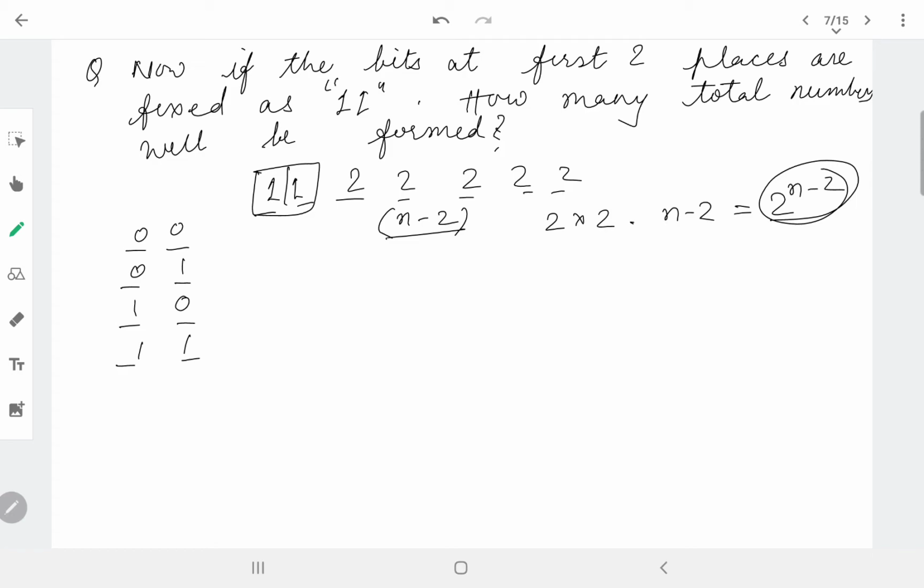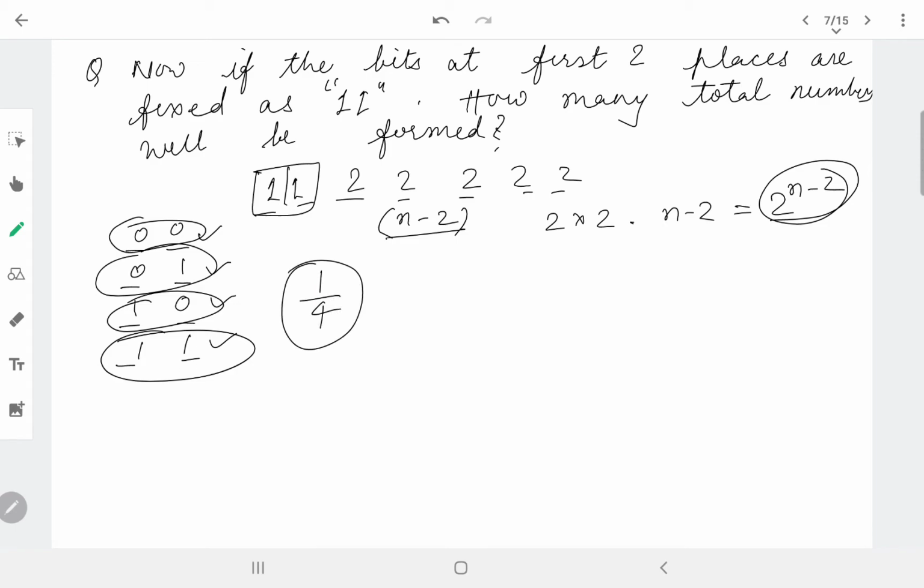So let's see the second approach. Since we have these four possibilities to fix at the first two bits, the probability of each of these four to come at the first two digits is the same. So for 1 also the probability would be the same as the other three. So it will have 1 by 4 probability to come at the first two bits. We know that total numbers formed are 2 to the power n, and here 1 to come at the first has probability 1 by 4. If we multiply the probability, we'll get 2 to the power n minus 2. So this is the same result as we calculated earlier.